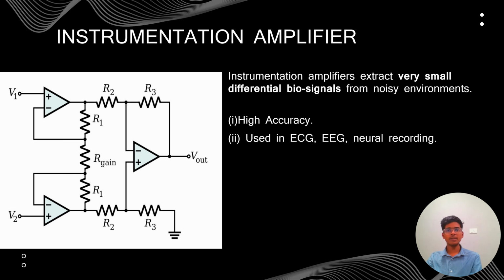Because of its high accuracy, low noise, and precise gain control, instrumentation amplifiers are widely used in ECG, EEG, and neural signal recording systems. In short, this circuit allows us to measure extremely small biosignals reliably, even in very noisy environments.